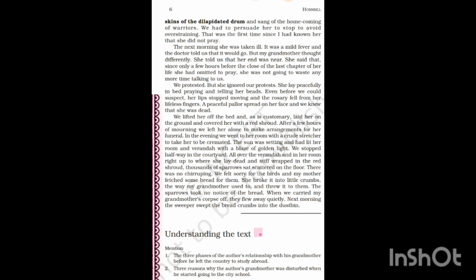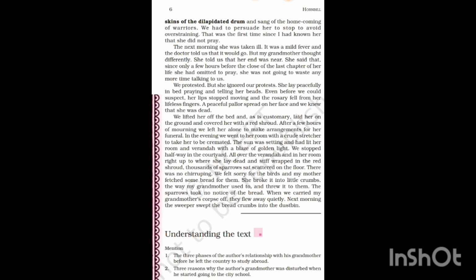The next morning she was taken ill. It was a mild fever, and the doctor told us that it would go, but my grandmother thought differently. She told us that her end was near. She said that since only a few hours before the close of the last chapter of her life, she had omitted to pray, she was not going to waste any more time talking to us. We protested, but she ignored our protest. She lay peacefully in bed, praying and telling her beads.